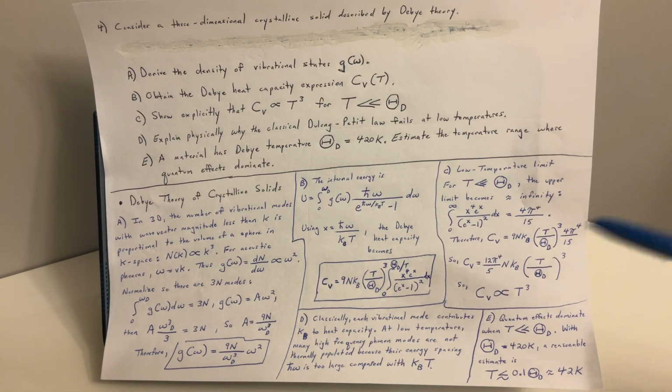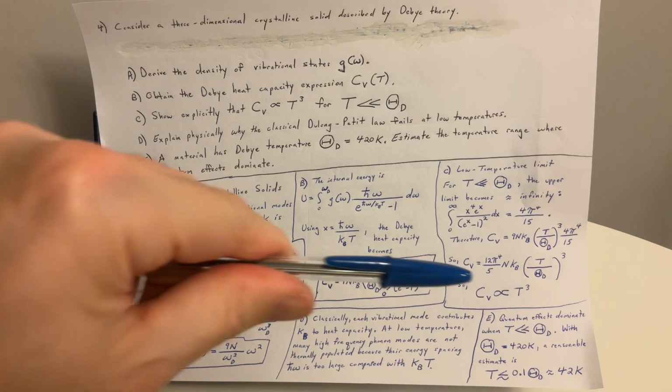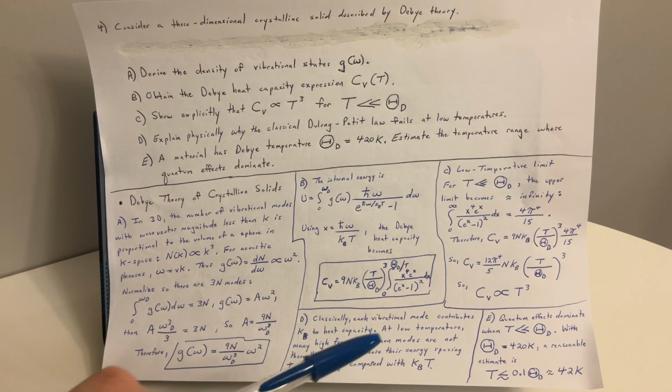Therefore, C sub V equals 9N k_B times the quantity T over theta sub D cubed times 4 pi to the fourth over 15. So C sub V equals 12 pi to the fourth over 5 N k_B times the quantity T over theta sub D cubed. So we could say C sub V is proportional to T cubed.